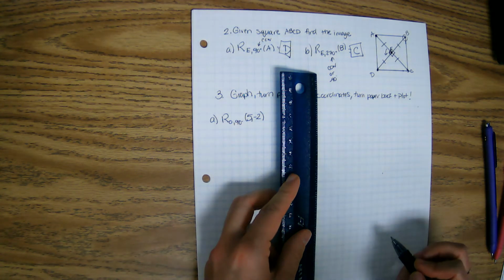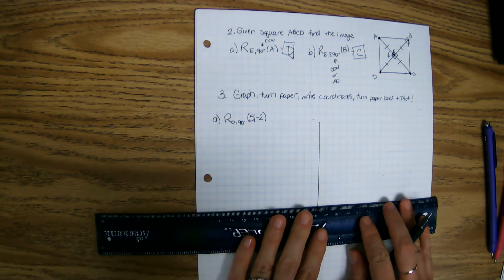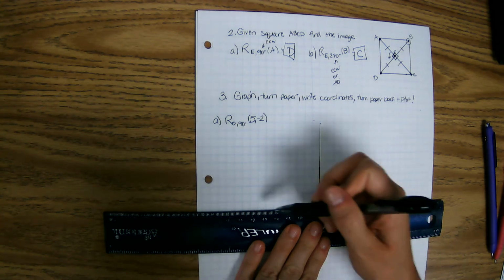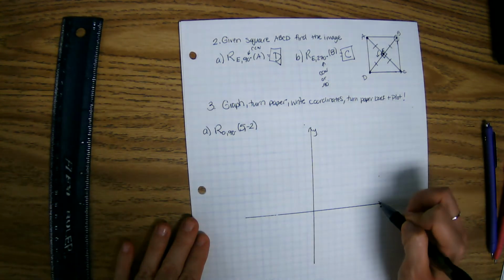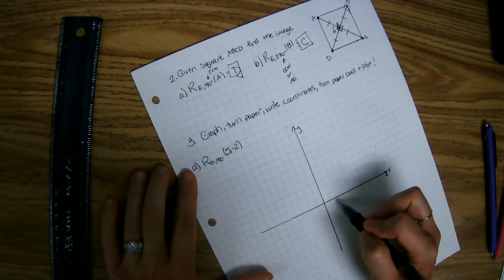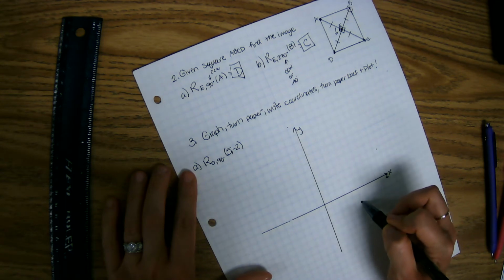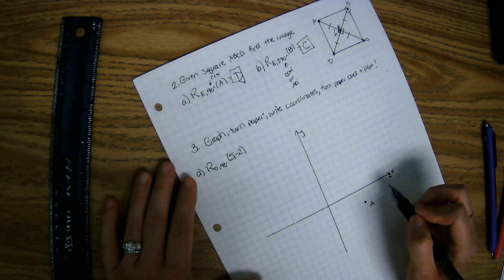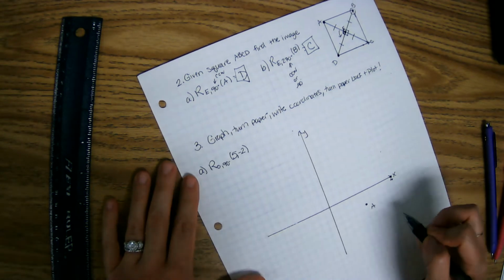So you're going to want to make sure you can go up 7 is the most and over 5. Okay, so that's my y-axis and here's my x-axis. Okay, so the first one we're rotating 5, negative 2, 1, 2, 3, 4, 5, negative 2. Let's call that point A, since we're using letter A here.